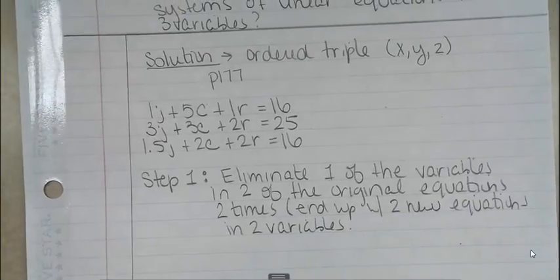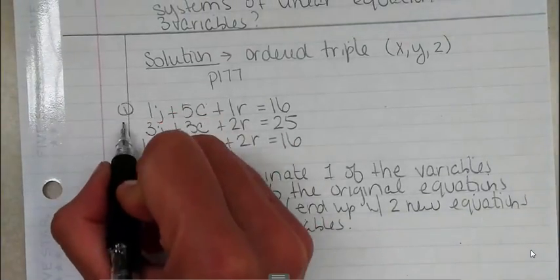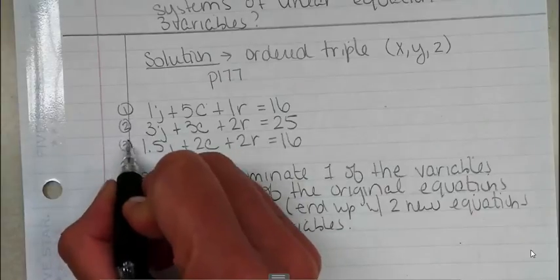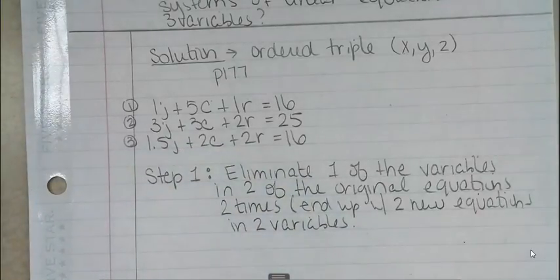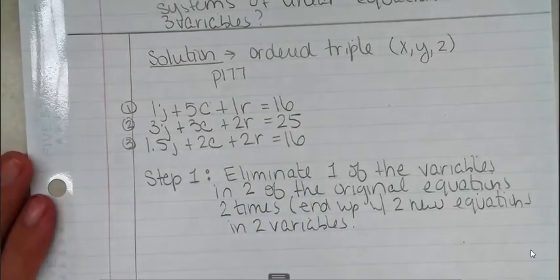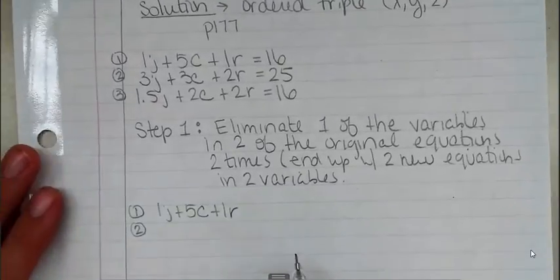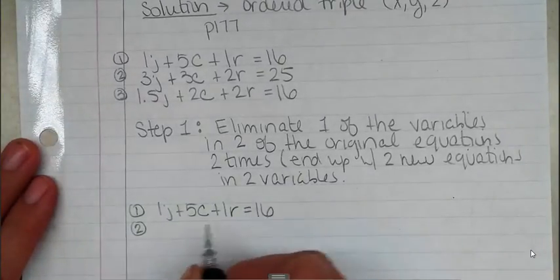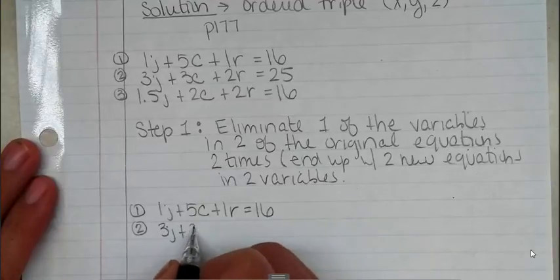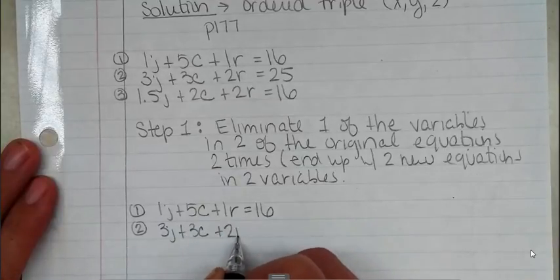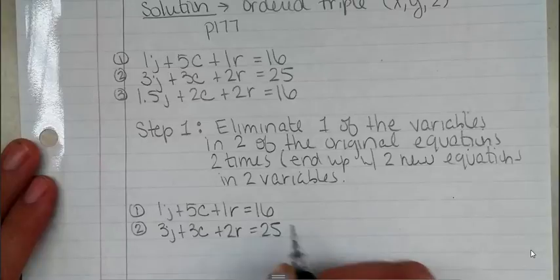Okay, so I'm going to number these. This will be my first equation, my second equation, my third equation. So I'm going to start with my first 2 equations. I'm going to write just 1 and 2. So 1j plus 5c plus 1r equals 16. And 3j plus 3c plus 2r equals 25.